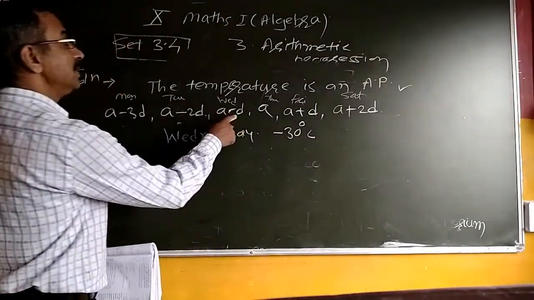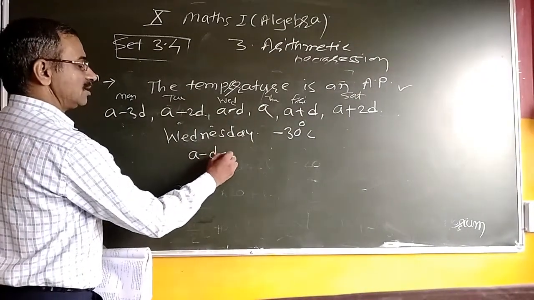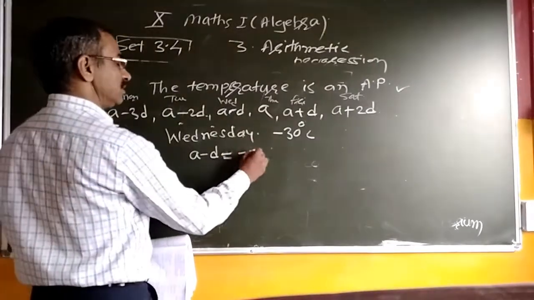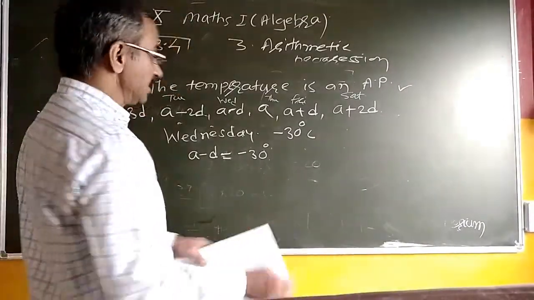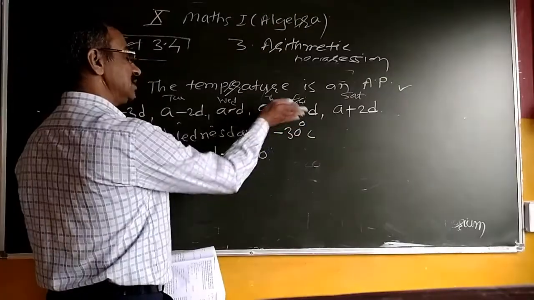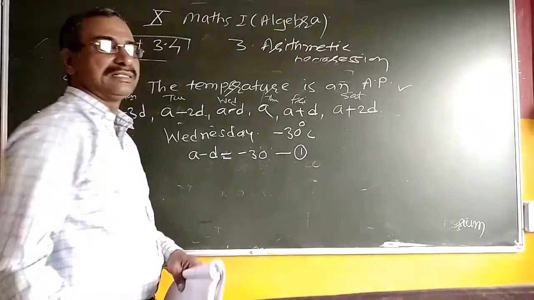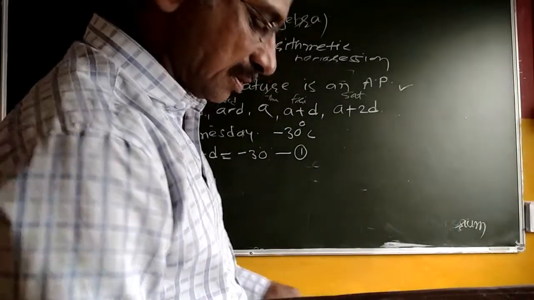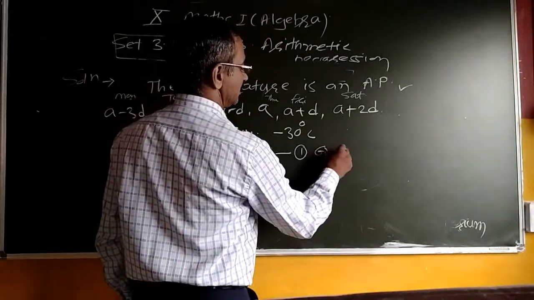Okay. So Wednesday, what is the temperature? A minus D, as we consider it as a consecutive term, but actually it is minus 30 degrees. So degree we are solving it, degree we skip it. So A minus D is equal to minus 30. That is the first equation. We obtain it from the given.